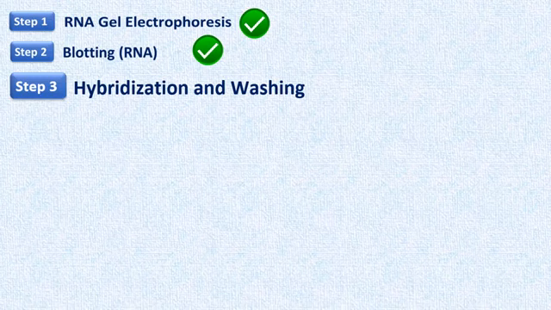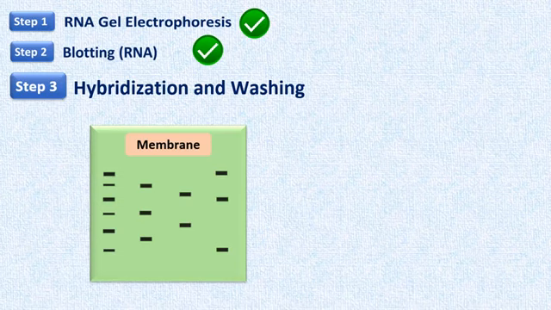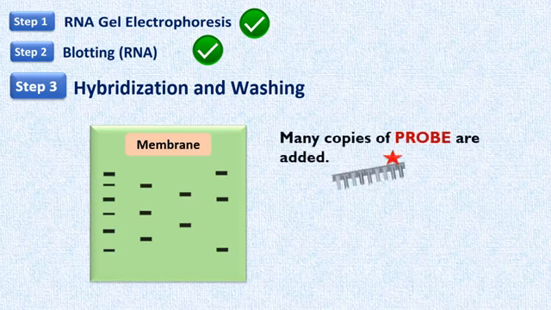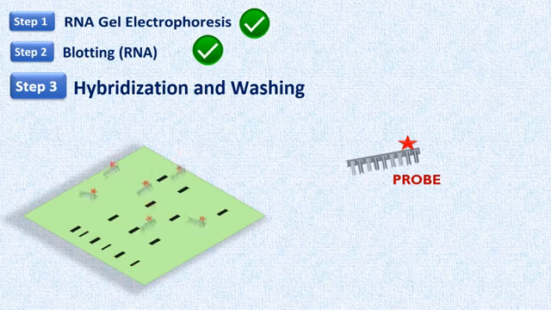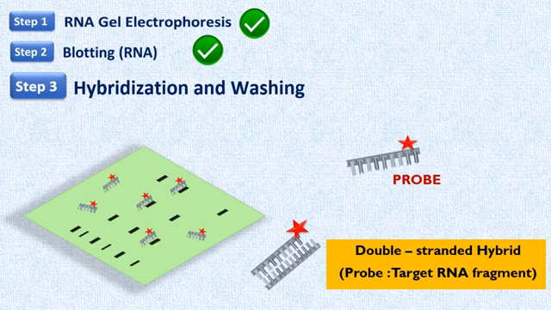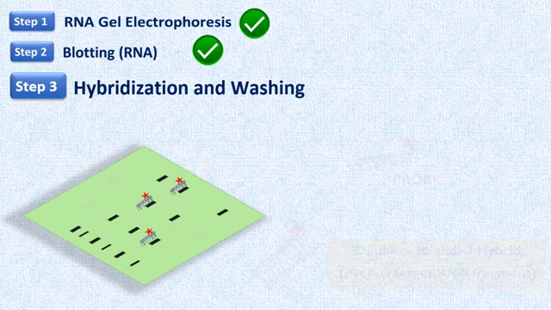The third step involves hybridization with probe and washing. Suppose these bands are the RNA molecules on the nylon membrane. For the detection of these RNA molecules, first, we need a probe that will specifically bind to these target RNA molecules. The probe can be a complementary labeled RNA sequence or a labeled complementary DNA sequence. When the nylon membrane is incubated with these probe molecules, probes will bind specifically to their complementary target RNA molecules. Unbound probes are removed by washing.